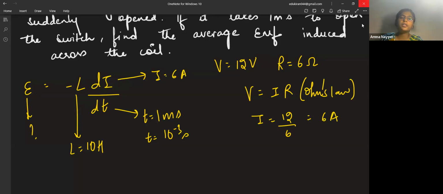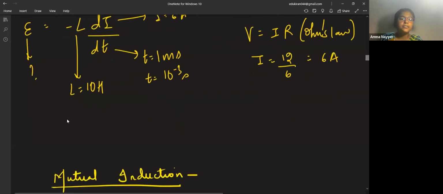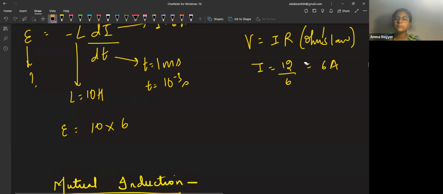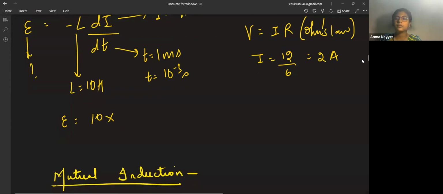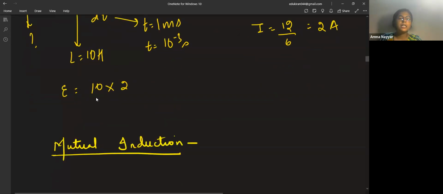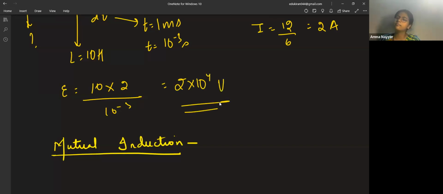So we just have to put in the values. EMF will become L into current, that is 10 into, what is the current? No, current is 2. This is 2 amperes. So this is 2, L i over t, divided by 10 to the power minus 3. This goes up, that becomes 2 into 10 to the power 4 volt. This is it.